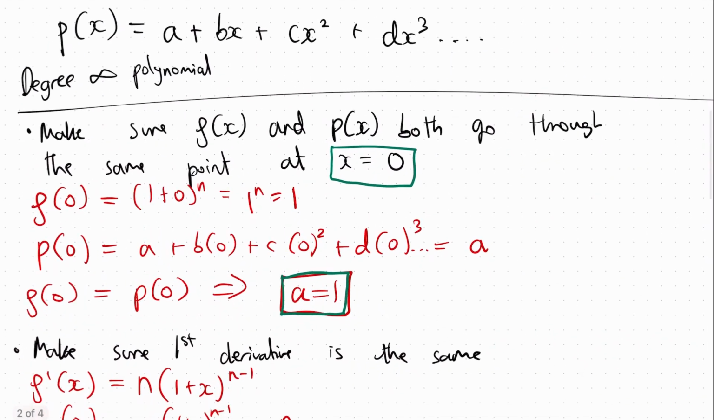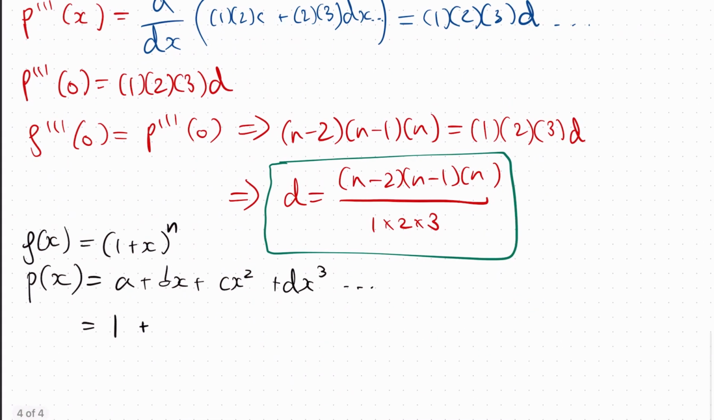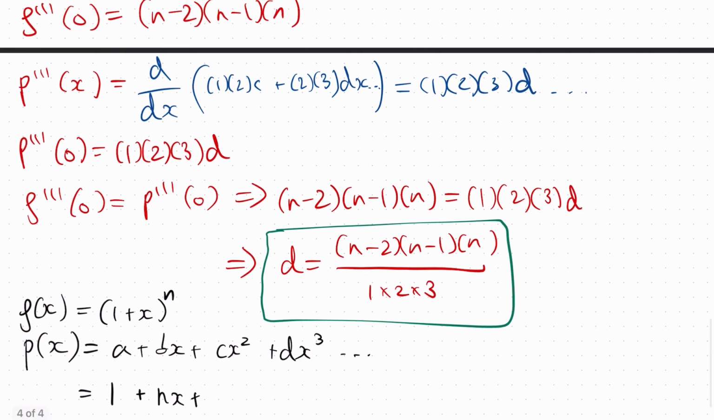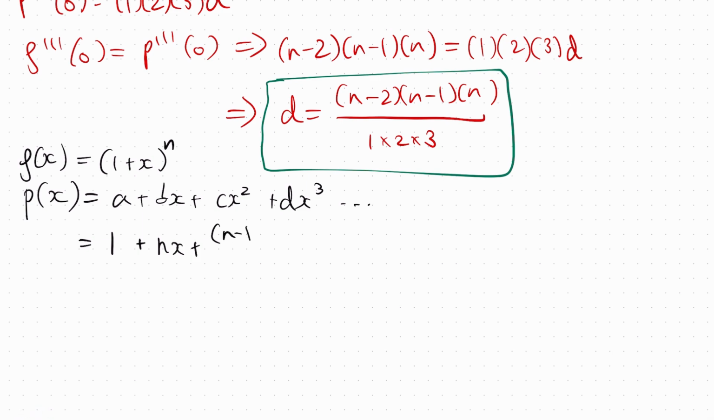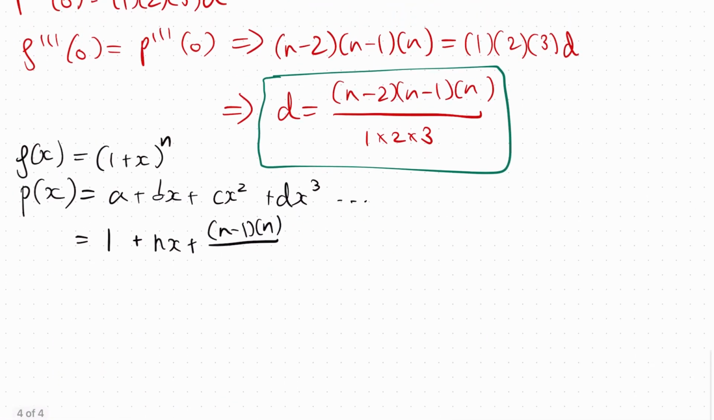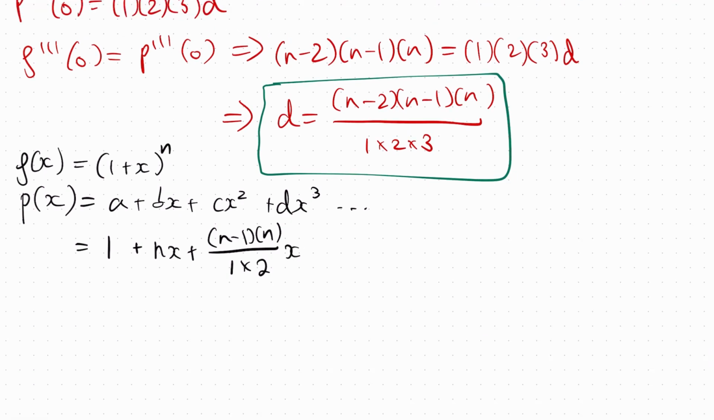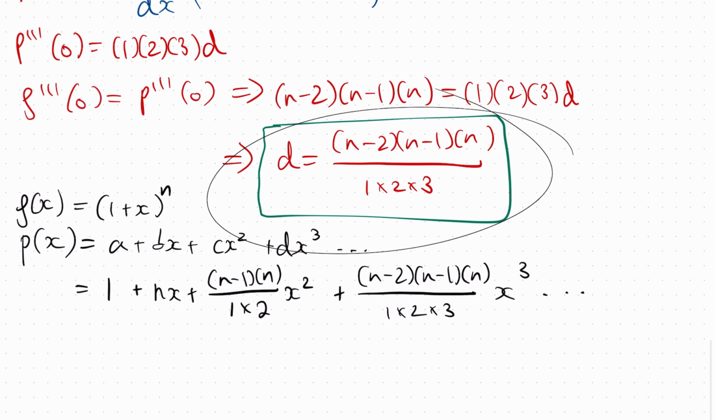We know that a is just 1, so 1 plus b, which is n, nx, plus c, which is n minus 1, n over 1 times 2, plus d, it's actually cx squared, so let's just add the x squared in, and then plus d, which is n minus 2, n minus 1 times n, all over 1 times 2 times 3x cubed, like so, and that continues on forever. If you just carry on expanding them out like I have, then you'll get this.